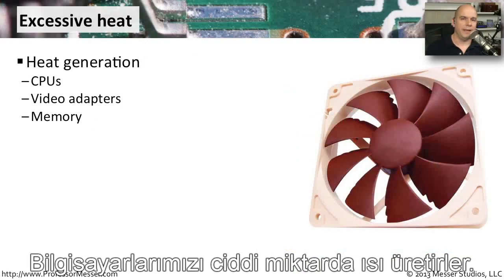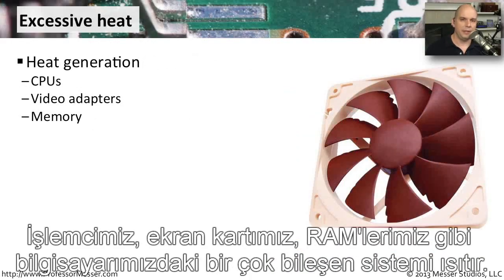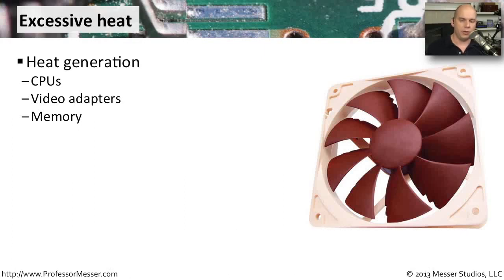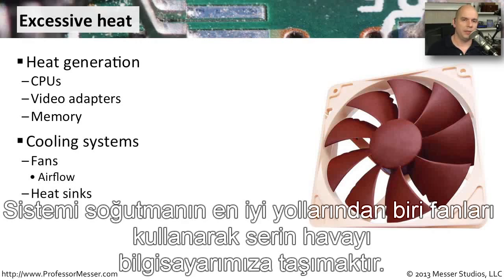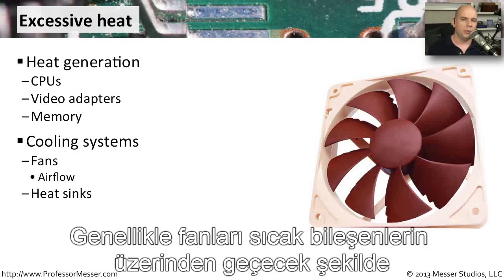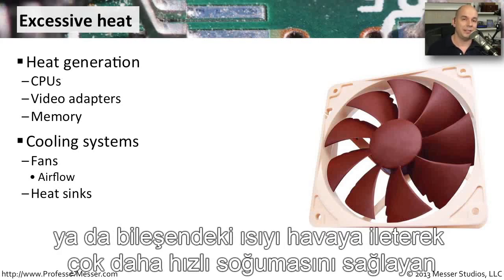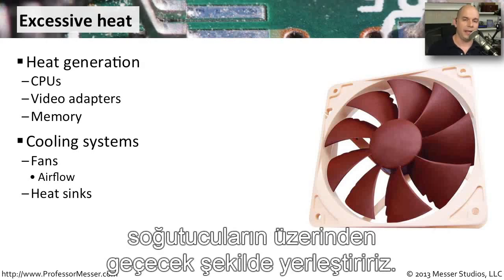Our computers give off a significant amount of heat. There's so many different components inside of our computers that are heating up the system. Things like the CPUs that we're using, our video cards, we have memory that gets hot, and all of these have to be cooled. One of the best ways to cool down our system then is with some cool air that we bring through our computer using fans. We'll usually have the fans pass over the warm equipment, or perhaps there are heat sinks on top of those devices that are taking all of the heat and moving it up so that the air can pass through and cool it that much faster.